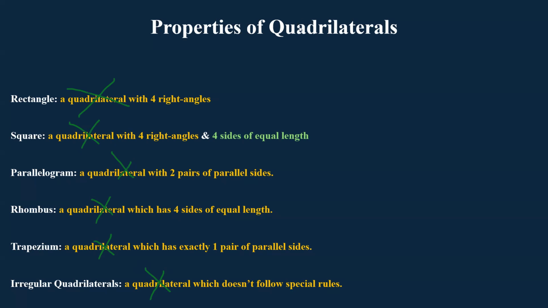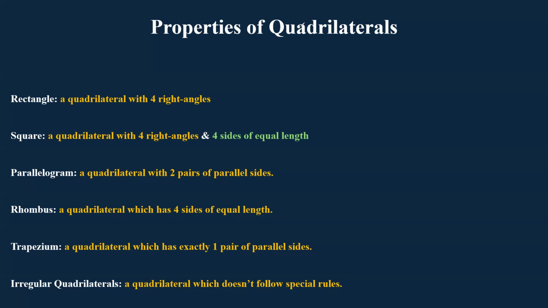So, let's go through them one at a time. A rectangle is a quadrilateral with four right angles. By the way, don't put too much pressure on yourself to remember all these immediately. We're going to do a bit of practice, okay? A square is a quadrilateral with four right angles and four sides of equal length. A parallelogram is a quadrilateral with two pairs of parallel sides. A rhombus is a quadrilateral which has four sides of equal length. A trapezium is a quadrilateral which has exactly one pair of parallel sides.